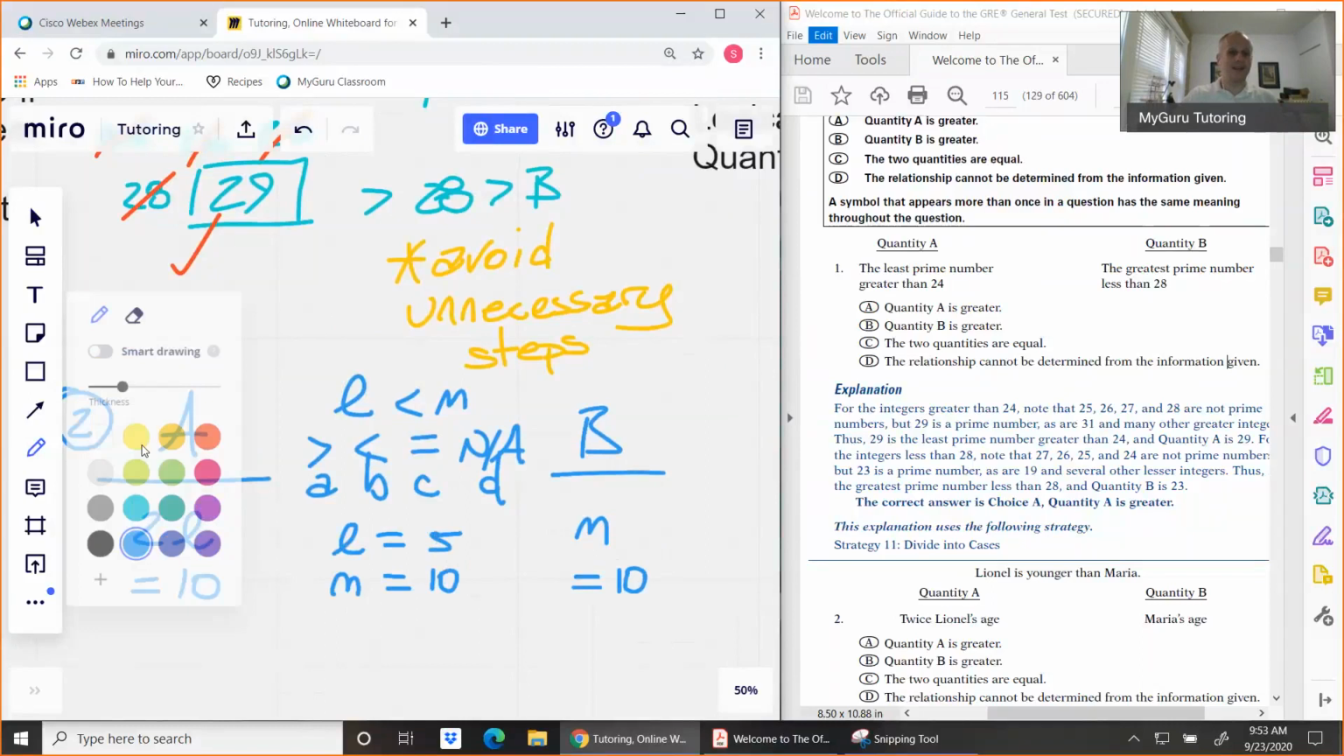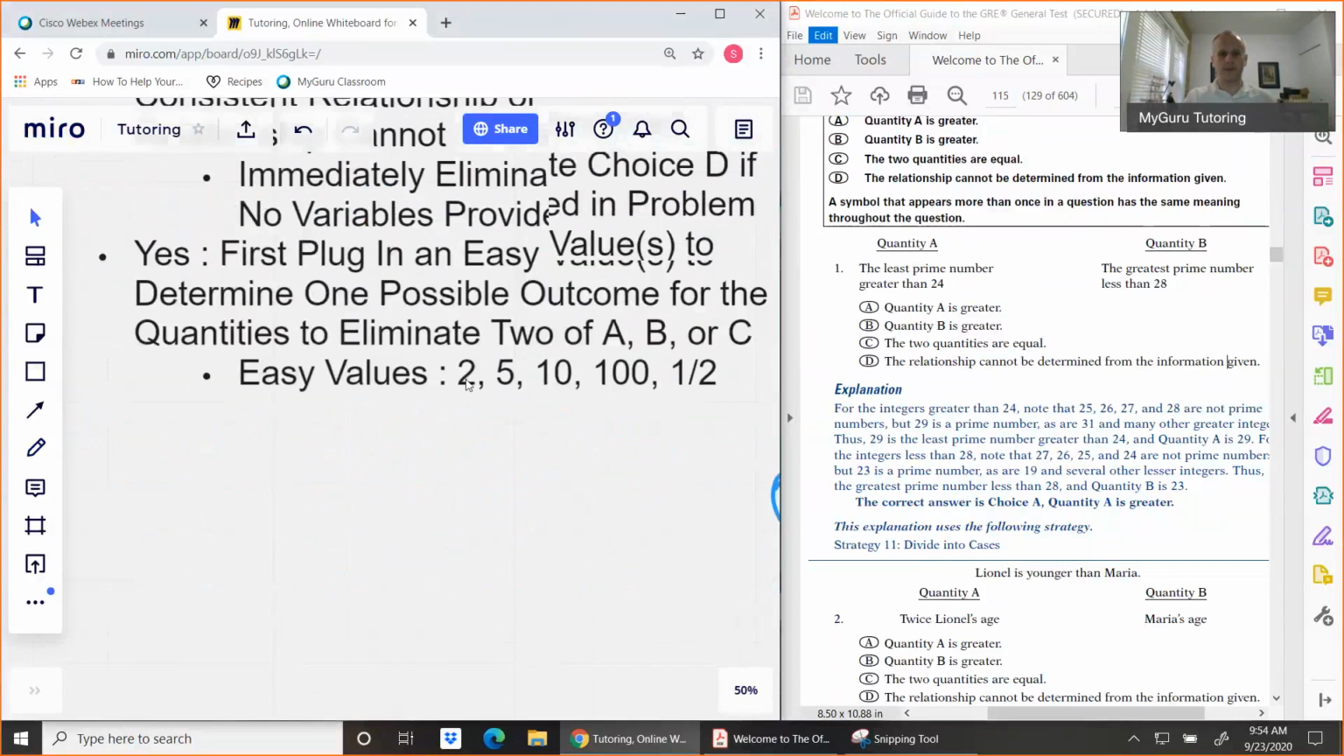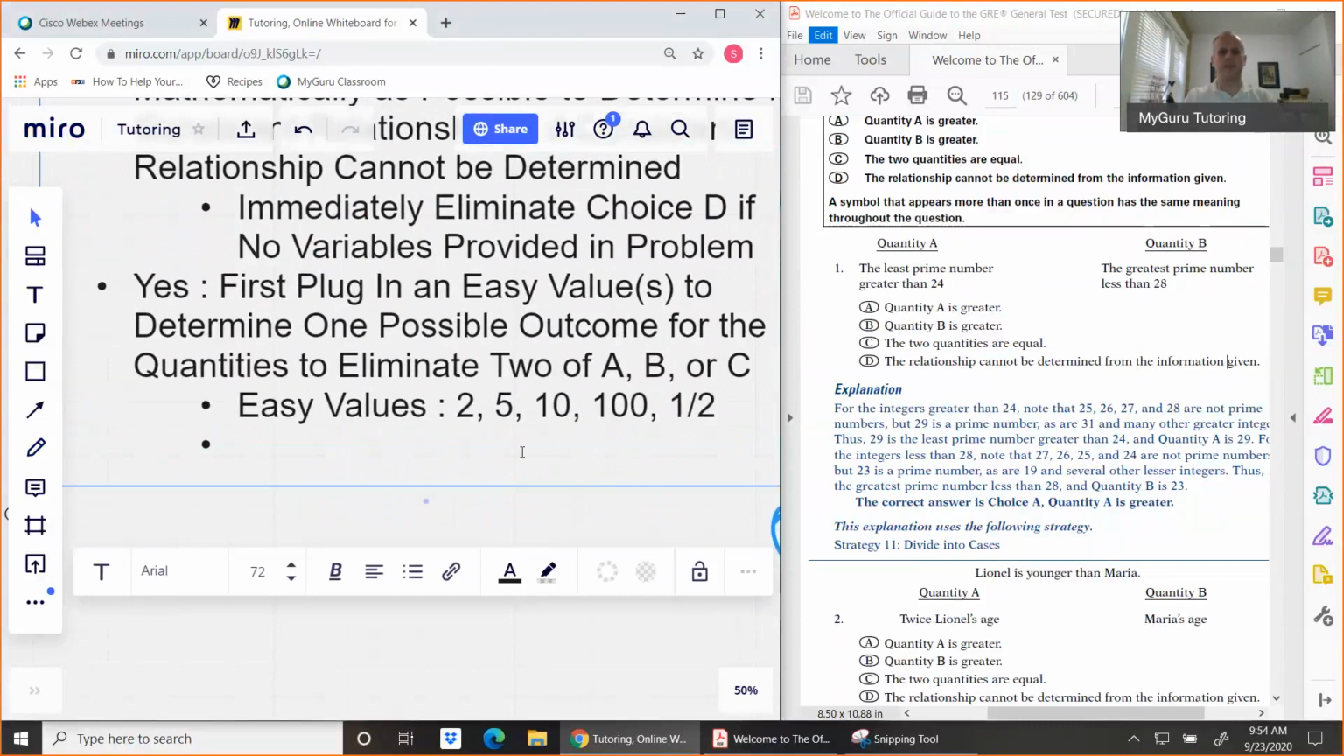So now we can eliminate answer choices A and B, because we know that A isn't always greater and B isn't always greater, because right now they are equal. But is this the only possible outcome? Of course not, right? It doesn't say that Lionel and Maria have to be exactly 10 and 5. We can just change things up. So once you've worked through that, so you first plug in that easy value to determine one possible outcome.